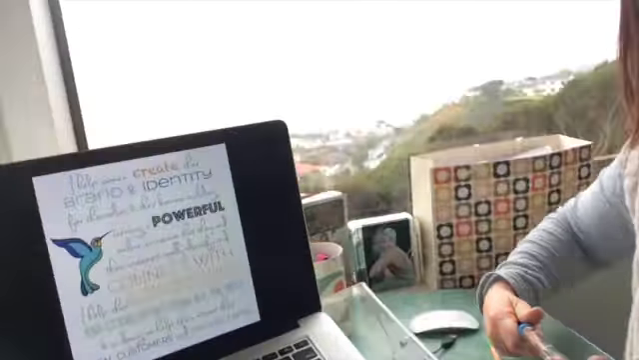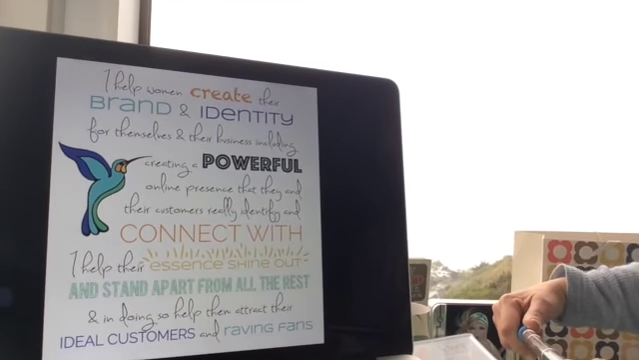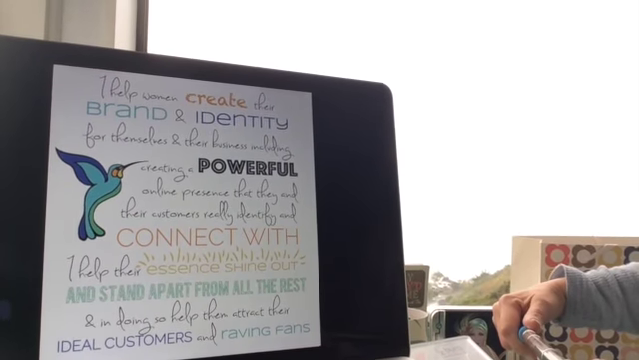This is my manifesto, but basically I am all about helping women build their own brand and identity for themselves online that they really connect with, that captures their essence and helps them stand out from everyone else. So that is what I'm all about.